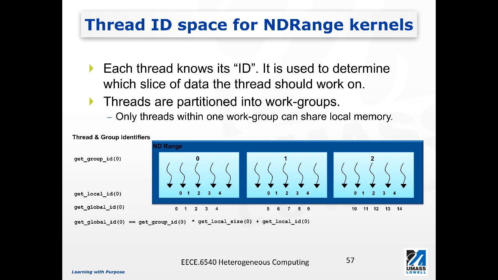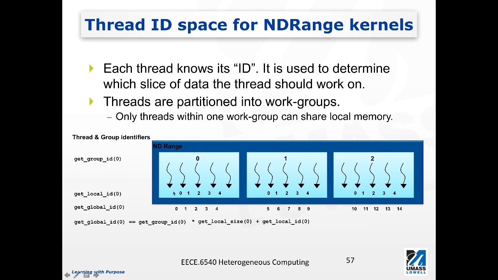In this example, we show that we have 3 work groups, and in each work group, we have 5 threads that are performing some kind of kernel function. And with the built-in functions related to identifiers, we can find the identifier of these threads. Get group ID will return the group ID of the thread. In this example, if this thread is calling get group ID, it will return 0, and if this thread is calling get group ID, it will return 2.